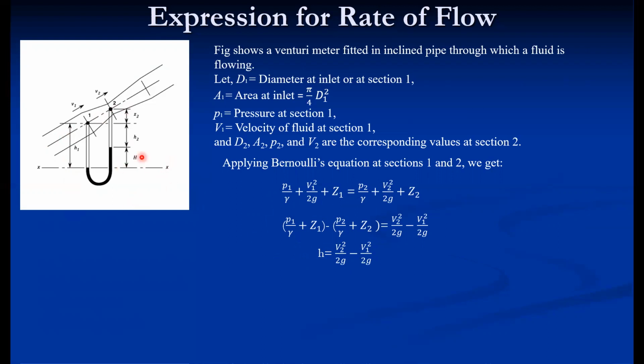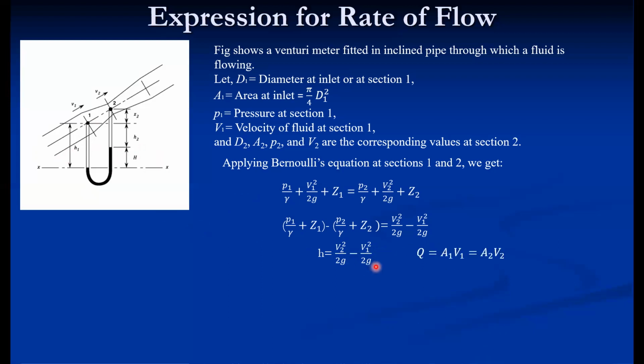That is, this is not h actually. This is the deflection of manometric fluid. The h is actually calculated by using the expression h into bracket Sm by Sl minus 1. We have already studied that in the pressure measurement session. You can watch that again, how to calculate the h value using the deflection of manometric fluid. So this is about h is equal to V2 square minus V1 square upon 2g.